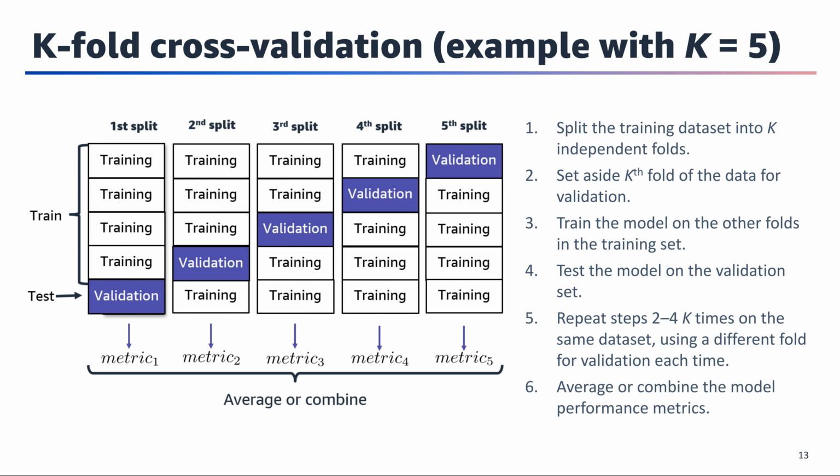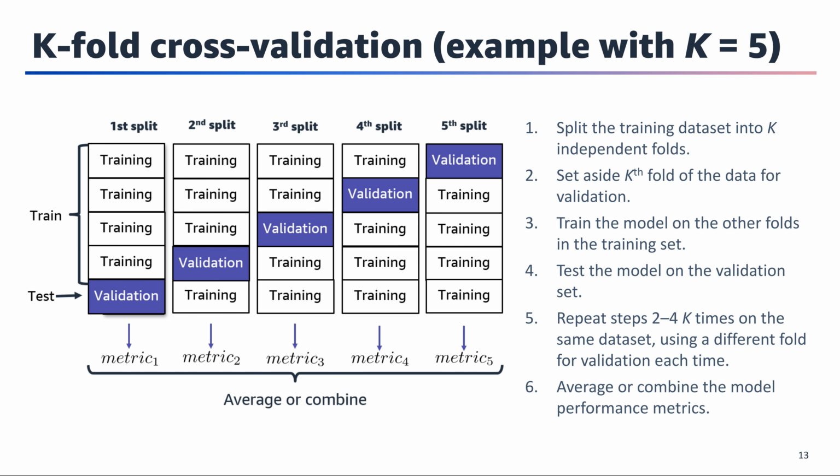As shown in the diagram, we get 5 different metrics, metric 1 through metric 5, one from each iteration. The beauty of this approach is that by the end, every data point has served both as training and validation data. Finally, we combine or average these 5 performance metrics to get a more robust estimate of how well our model performs. This method is particularly valuable because it makes efficient use of limited data, provides a more reliable estimate of model performance, helps prevent overfitting, and gives us insight into how well our model generalizes to unseen data.